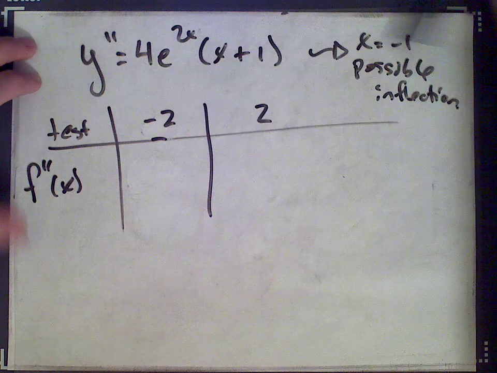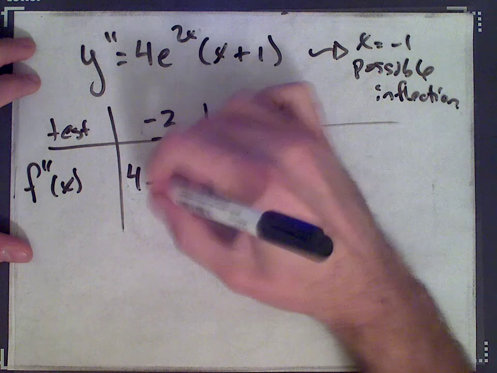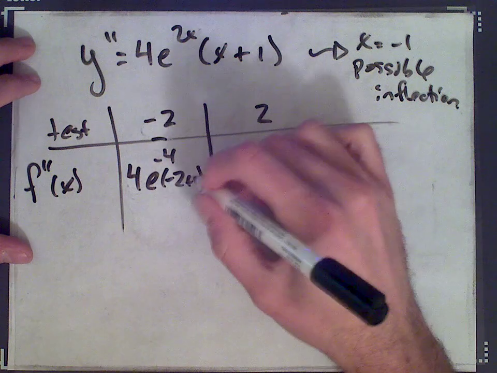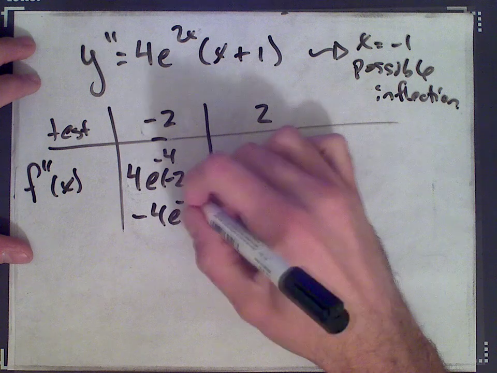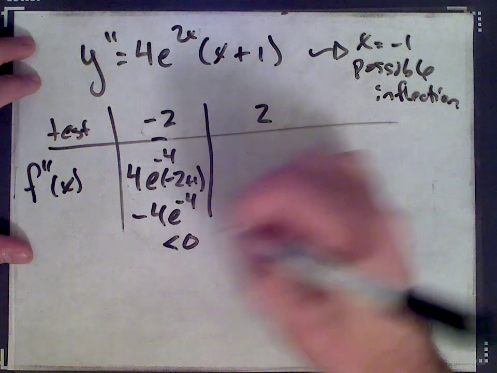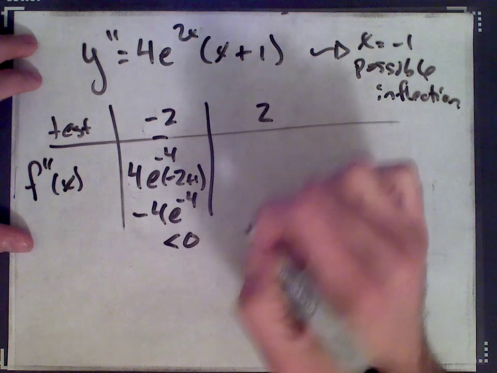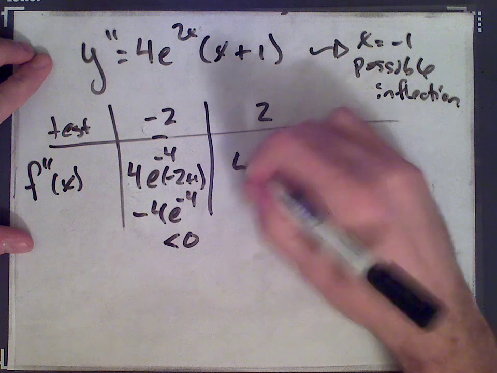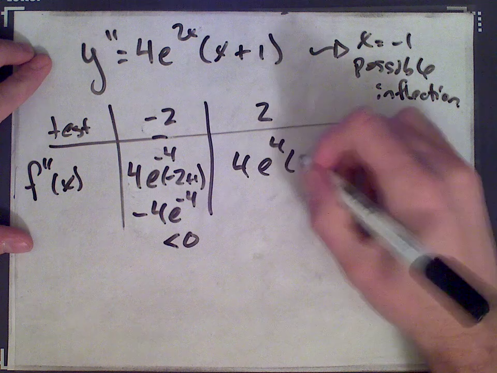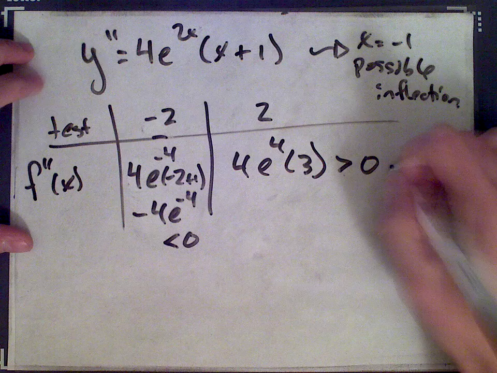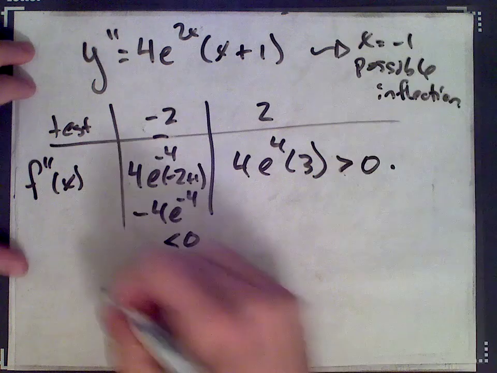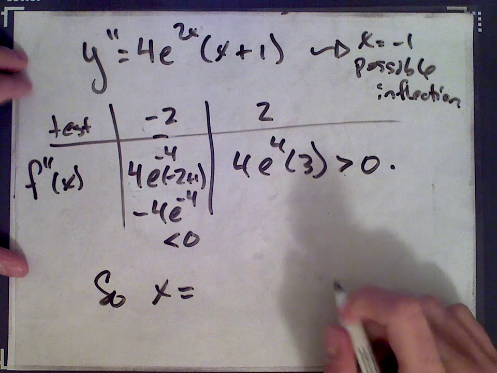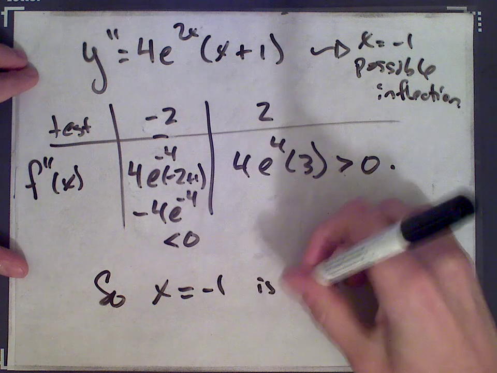So, okay, here we go. We get 4 times e to the -4 times -2 plus 1, which is -4 e to the -4. That's less than 0. Now, what about at 2? Y double prime at 2, we get 4 times e to the 4 times 3, and that's bigger than 0. Okay, so indeed, since the sign of the second derivative changes across the point -1, we get x equals -1 is an inflection point.